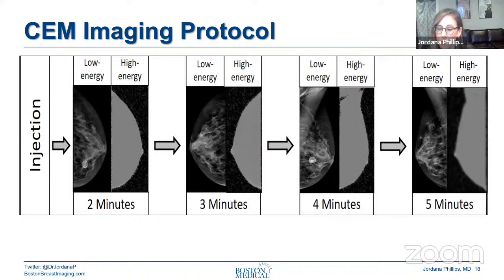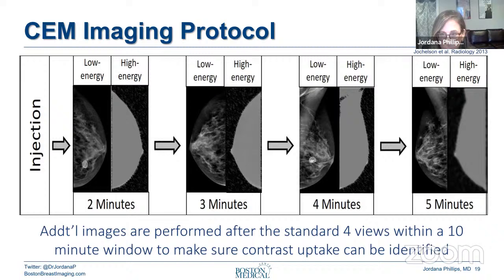You'll see here each imaging set, so the low energy and the high energy image are considered an imaging set. Each of these is actually acquired 1 minute apart, such that the total exam takes roughly 5 to 6 minutes. If you're going to perform additional images, which sometimes I do, for example, I acquire 90 degree laterals for my diagnostic exams, those happen after the standard 4 views, and they have to happen within 10 minutes because we want to make sure that whatever contrast is in the breast, we can see it and it hasn't washed out.